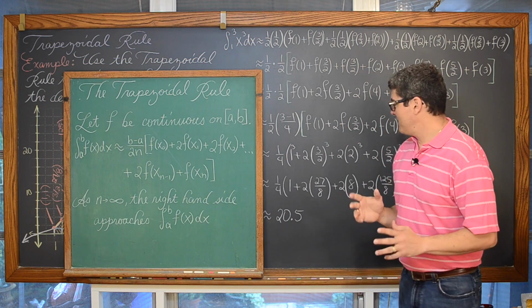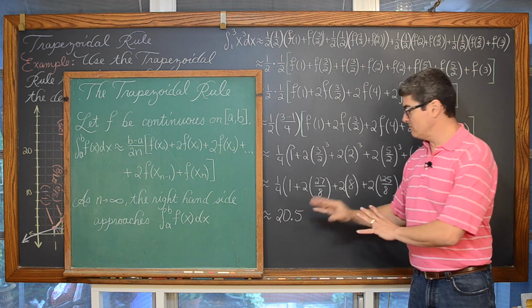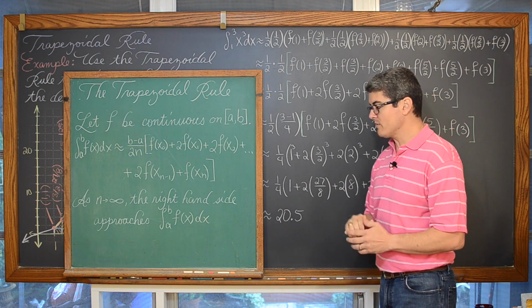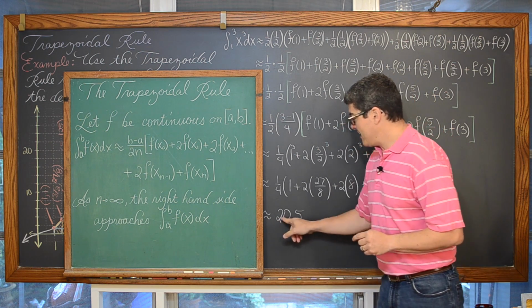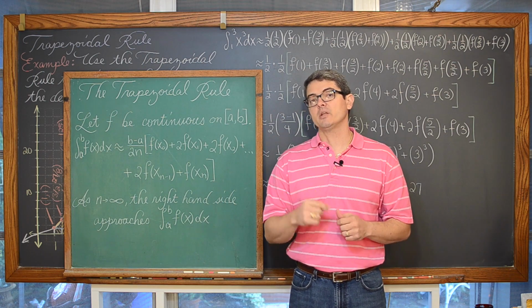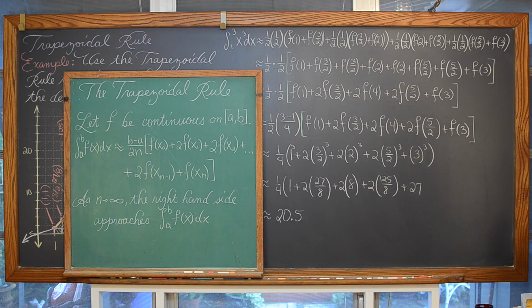I knew before even starting that this estimation, I didn't necessarily know how close the estimation was going to be to the actual answer of 20, but I knew that the estimate that I got from this trapezoidal rule, this particular example, was going to be a little bit of an overestimate. So let's talk about that right now.